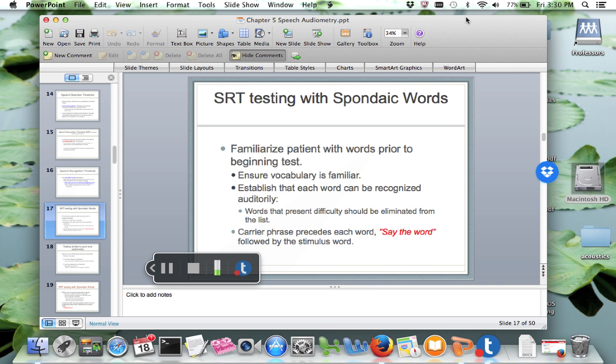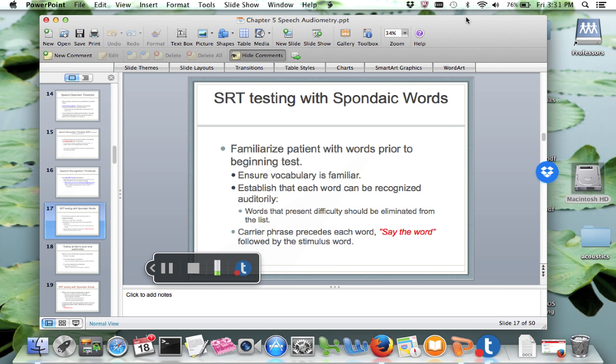So to perform the speech recognition threshold testing, the first thing you do is familiarize the patient with the words prior to the beginning of the test. And you do this at a level that is comfortable for the patient. So if the patient's threshold is at 10, 50 decibels is probably a comfortable level for them. And you read to them all the words that you're going to be testing them on. Okay? So after we know that they can recognize the words, we start our threshold search.